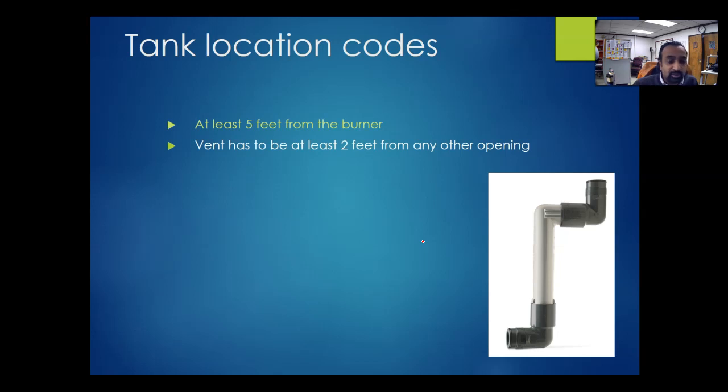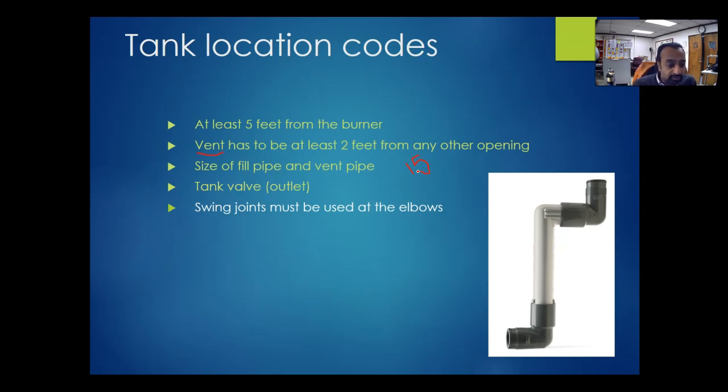The vent has to be at least 2 feet from any other opening, and this is the vent for the tank. Size of the fill pipe and the vent pipe. The vent pipe has to be bigger than the fill pipe by at least 15%. So hopefully you remember that. 15%, vent pipe is bigger. Okay, tank valve, the outlet. Tank has to have a valve and an outlet that lets the oil come in. Swing joint.